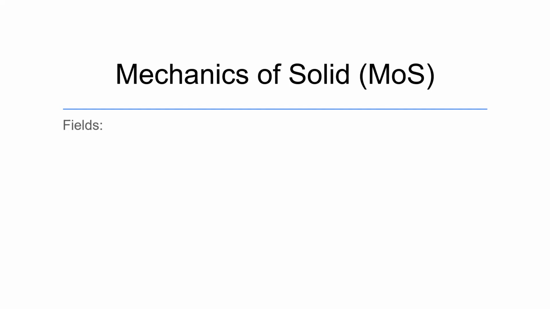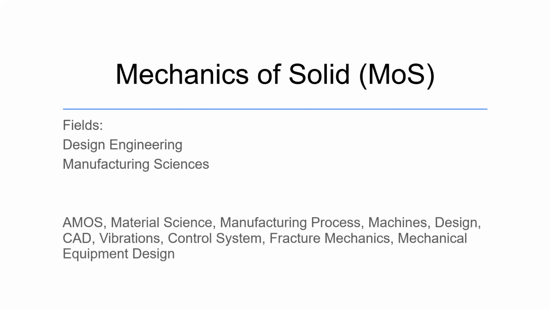And some fields related to this are design engineering, as I said earlier, manufacturing sciences also, and ahead of this. If you get interested in mechanics of solid, you would get interested in advanced mechanics of solid. And previously, if you have learned material science, manufacturing process, machine design, those are very closely related fields. So you will enjoy learning these things also: vibration, computer aided design. And if you have options to choose courses related to this, so if you get interested in MOS, then you can choose fracture mechanics, mechanical equipment design, control system.